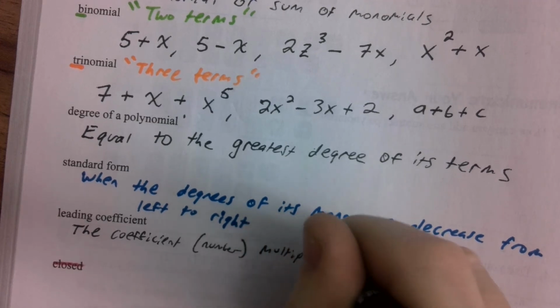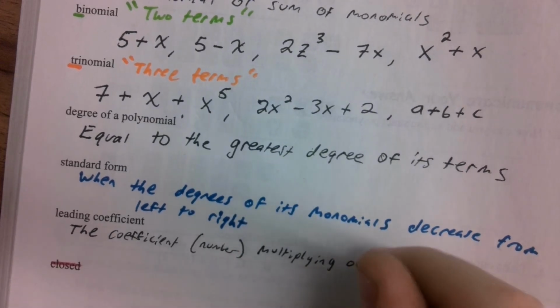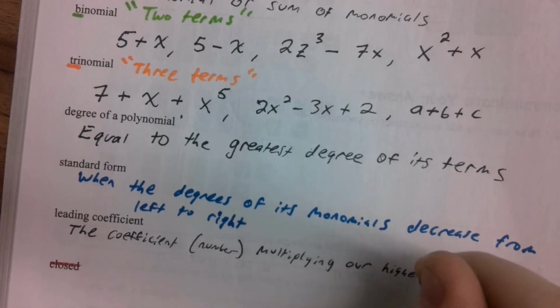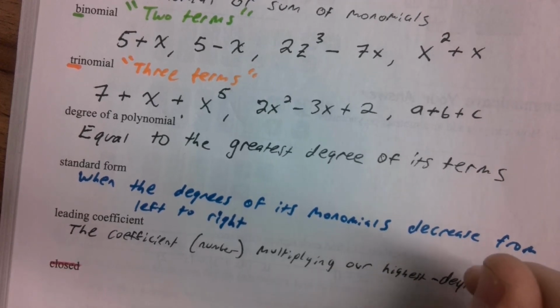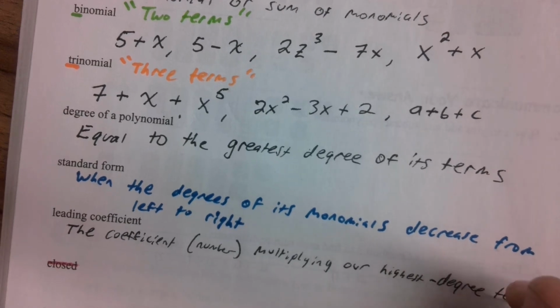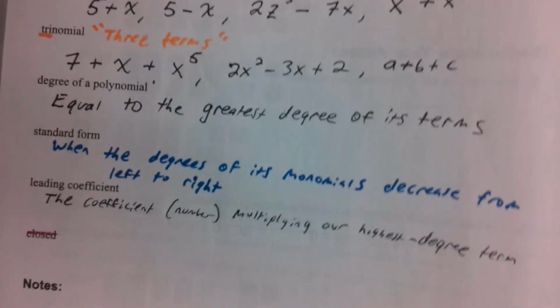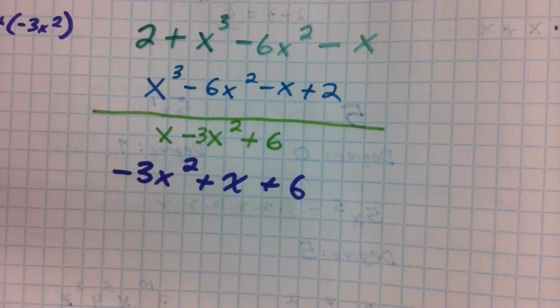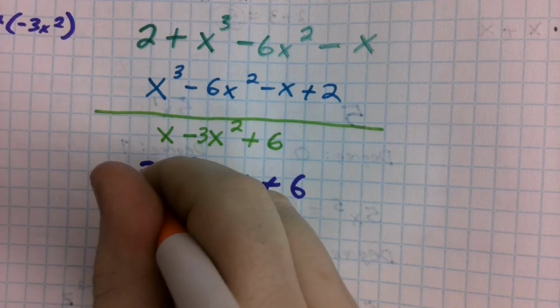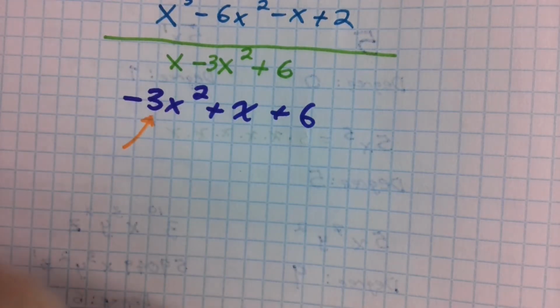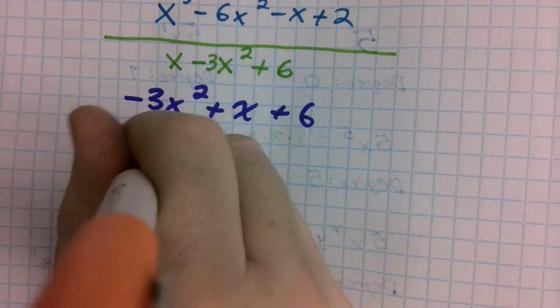multiplying our highest degree term. Oops. It's the number multiplying our highest degree term. In standard form, this is actually pretty easy to figure out because your highest degree term in standard form is going to be first. It's always first. So the leading coefficient is just the number that comes before your first term if it's in standard form. We have a leading coefficient of negative 3.